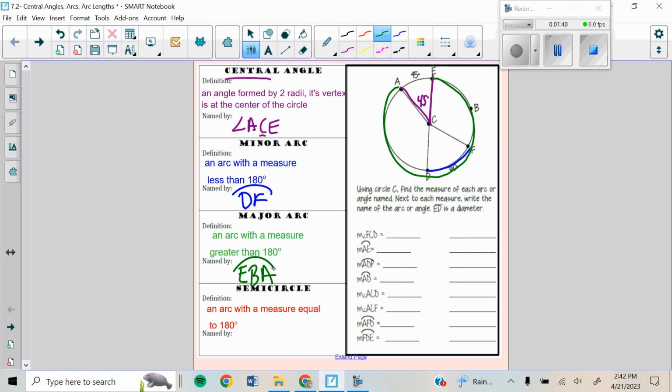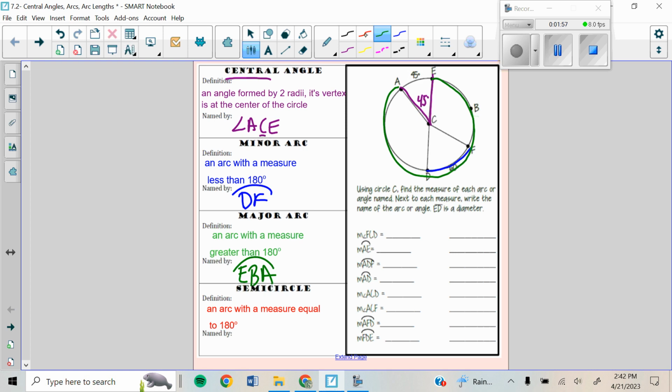I would never name it with more than 3 letters, but that green arc I have marked, I could call it EBA, EFA, EDA. And then I could go reverse. I could say ADE, AFE, ABE. All of those are denoting the same exact thing.